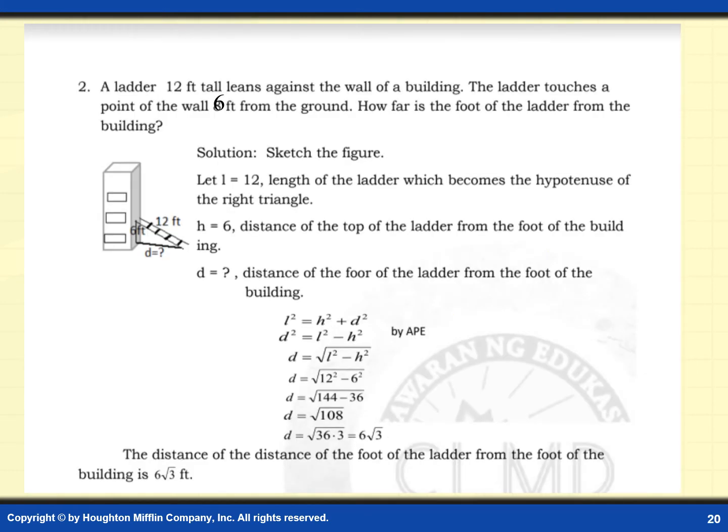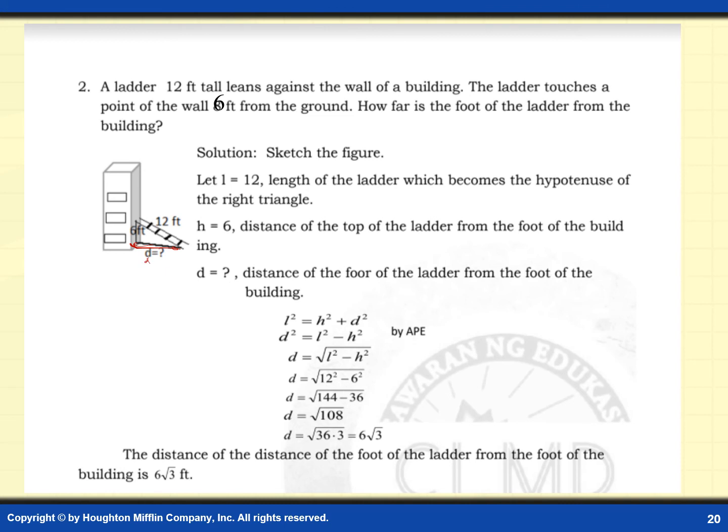So, let's have another one. A ladder 12 feet tall leans against the wall of a building. The ladder touches a point of the wall 6 feet from the ground. So, there is a ladder leaning against the wall. This is the ladder, 12 feet, and its height from the ground is 6 feet. The question: how far is the foot of the ladder from the building? That is our unknown.